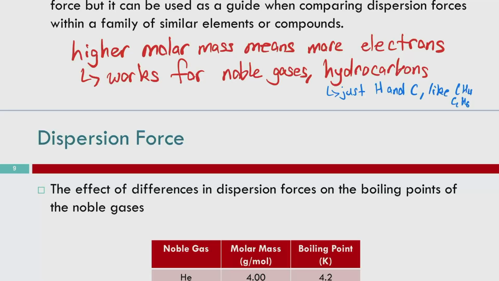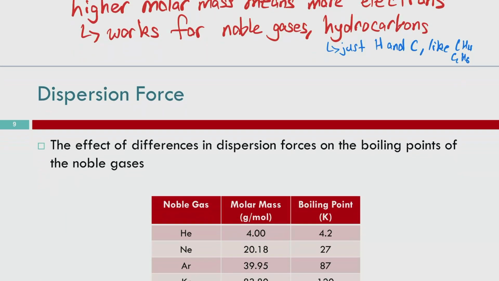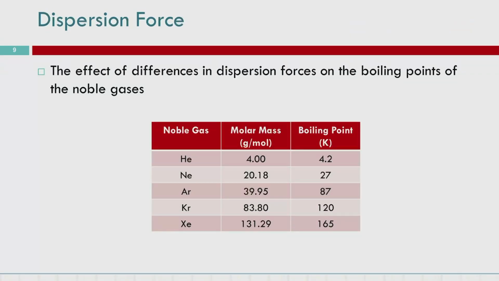So let's look at the effect of differences in dispersion force strength. We're going to compare noble gases. So here are our noble gases. We've got them arranged in the order that they show up on the periodic table. So helium's our smallest, all the way up at the top, and then moving down to xenon as our largest that we'll be looking at here. So we've got them arranged by molar mass. We increase the molar mass as we're moving down this table. And we've also got their boiling points in kelvins. So smaller number, lower boiling point.